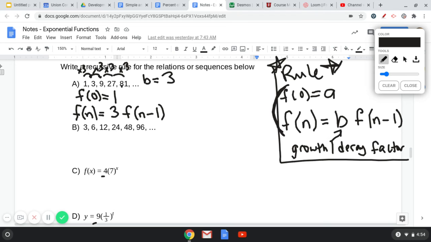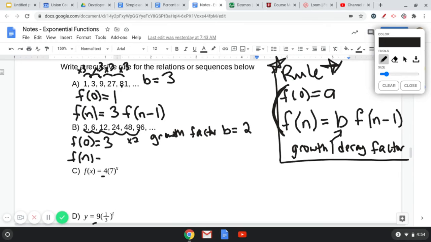Now, this guy, we start at 3, so f of 0 is going to equal 3. And you see how we're multiplying by 2 to get to each of these? So our growth factor, because we're growing, so our growth factor, b, is equal to 2. So this means we can write f of n equals 2 times the previous term, which we call f of n minus 1.